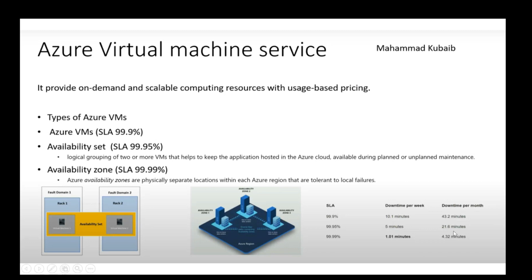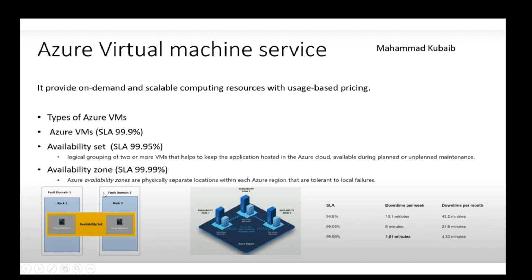Again, if your application is very sensitive and you cannot afford that downtime, then you have one more option called availability zone, which will provide you 99.99% uptime or SLA. It means you will get only 1 minute of downtime per week and only 4.3 minutes of downtime per month. This is somewhat acceptable for all companies. So these are the available options when you are going to deploy your VM.